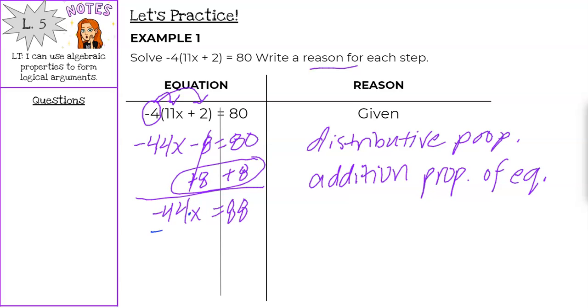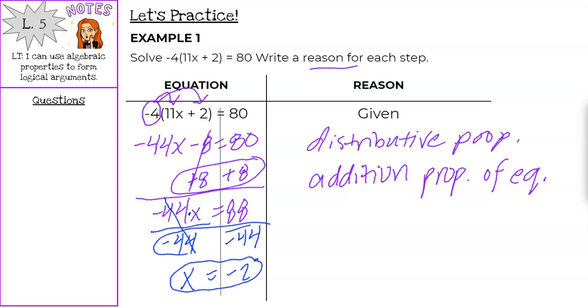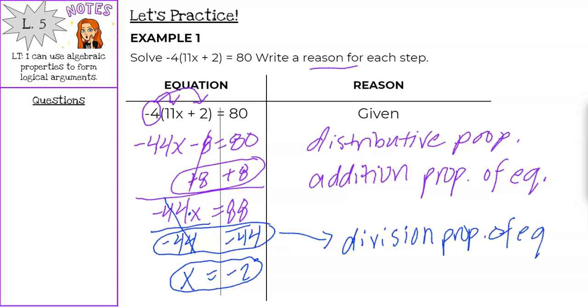If we undo that multiplication with division, we divide by -44 on both sides. -44 divided by itself is 1, so we're left with 1x equals 88 divided by -44, which is -2. And the reason we can divide both sides by the same number is the division property of equality. So that is how you can use the algebraic properties of equality to justify solving an equation.